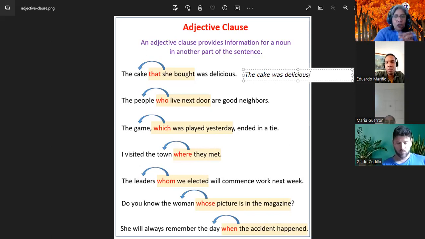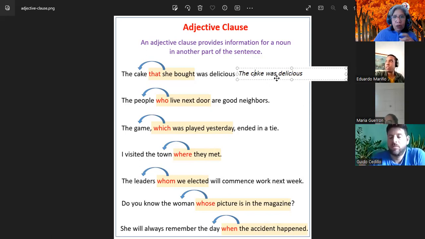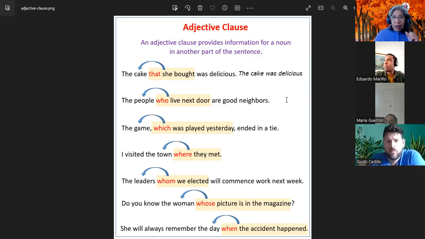okay, the cake was delicious. Do you know which cake is that? What was special with that cake? Can you identify the cake? No? Maybe lemon, maybe chocolate, eggs. That's it. But when I put that she bought, you say, okay, the cake that Maria bought or the cake that Luisa bought. Okay?